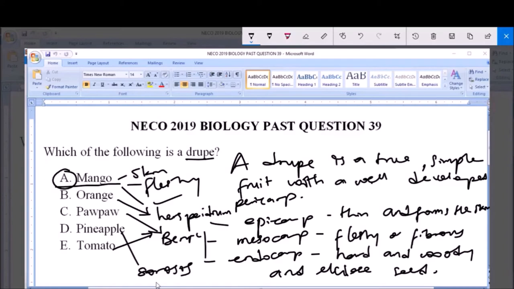But the only drupe here is mango, because it has a well-developed pericarp in which the epicarp is thin and forms the skin, its mesocarp is fleshy, and its endocarp is hard and woody. Another example of a drupe is the coconut. So the answer to this question is option A, mango.